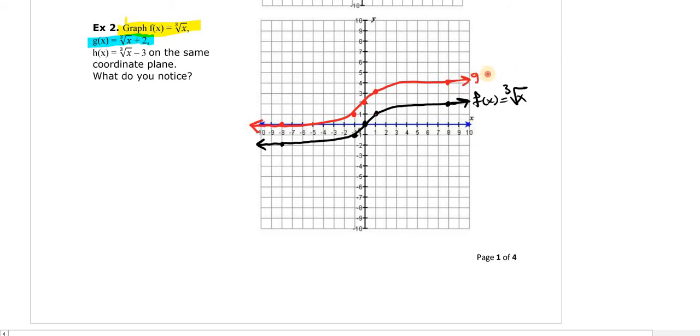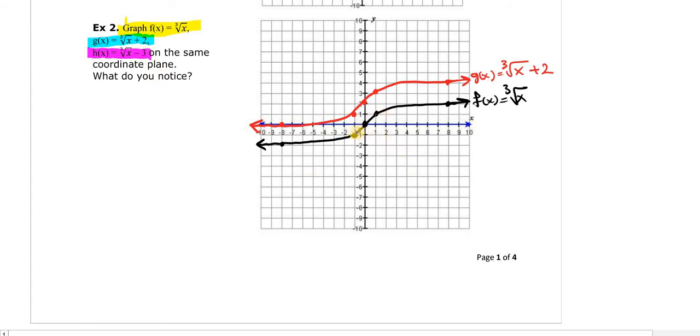So this graph is g of x, which is the parent function plus 2 units. So if we add to the function itself, the function is going to move up. If we subtract from the function, it will move down. Let's look at the other function, h of x. If we want to graph h of x, we know that it's the parent function, but we subtracted 3.